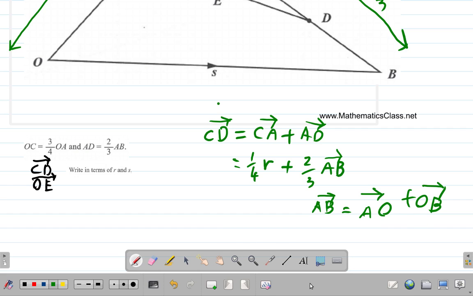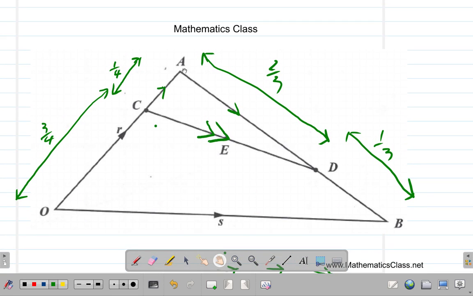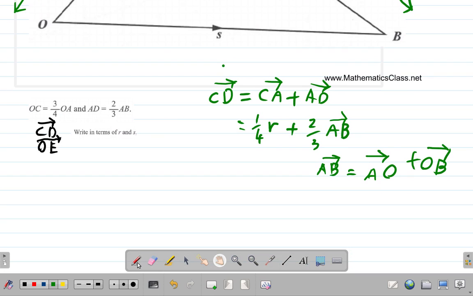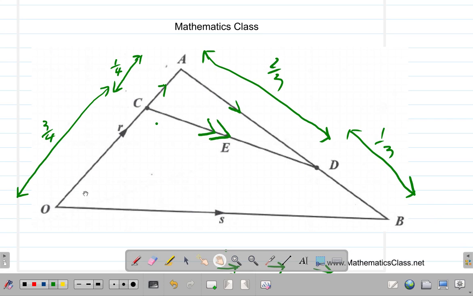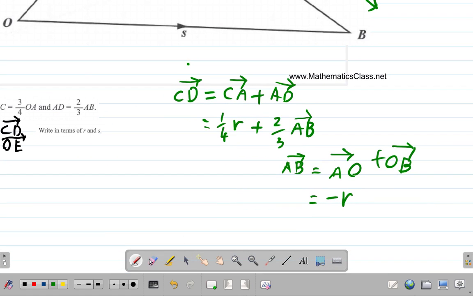Now, the thing is, you see A to O, you are going in the opposite direction to R. R points from O to A, but you are walking from A to O. That means a negative R. So a negative R. You see? R goes from O to A, but you go from A to O, so a negative. And then from O to B, I just call it S. So negative R plus S. Alright?